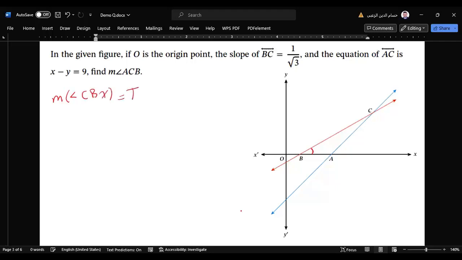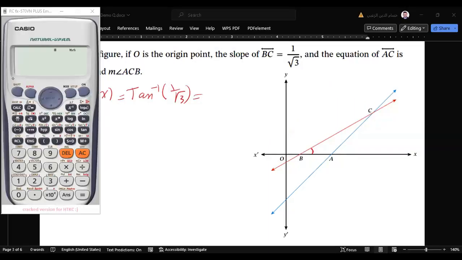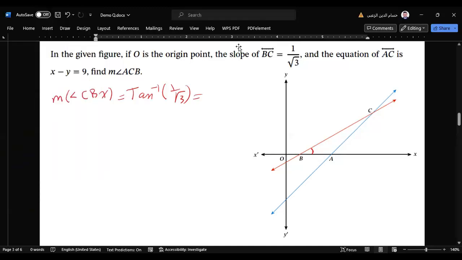will equal shift tan, or tan minus 1 of 1 over root 3, equal, using the calculator, shift tan, 1 over root 3, which will be 30. So here it will be 30 degrees.